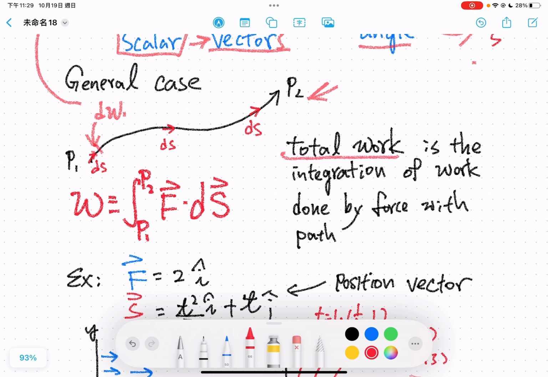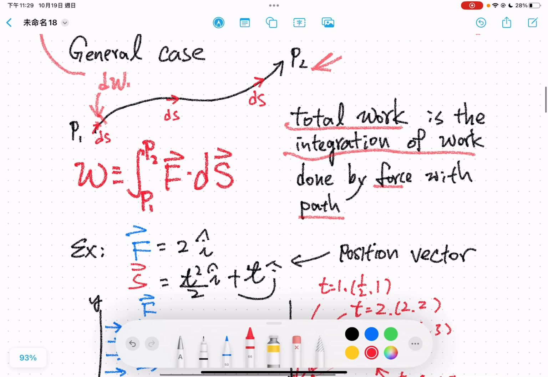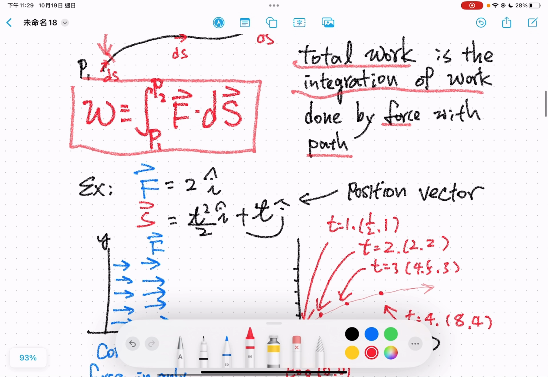So the total work is the integration of the work done by the force along the path. So this is the general form of the work. Then we use an example to expand this formula.